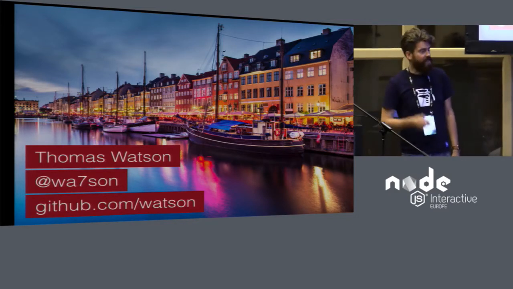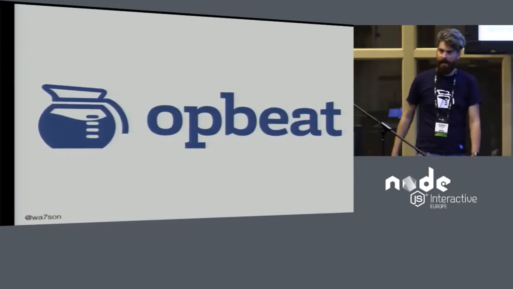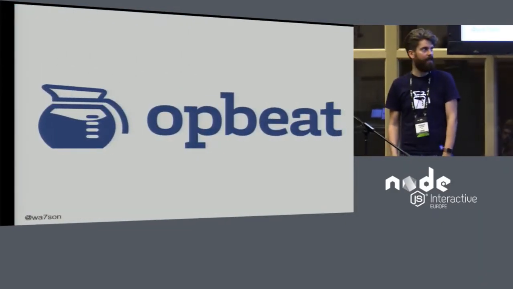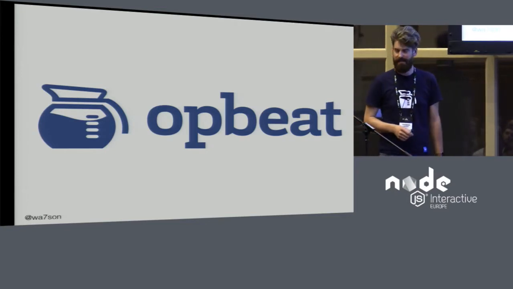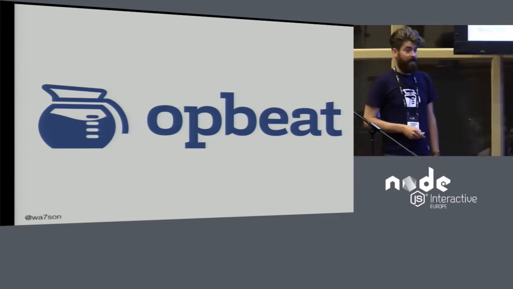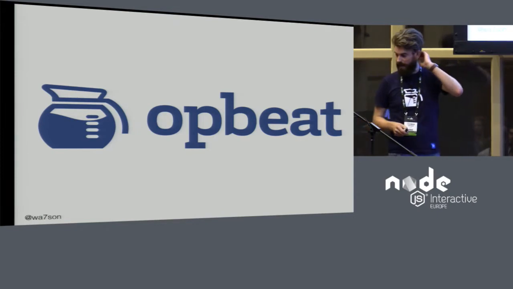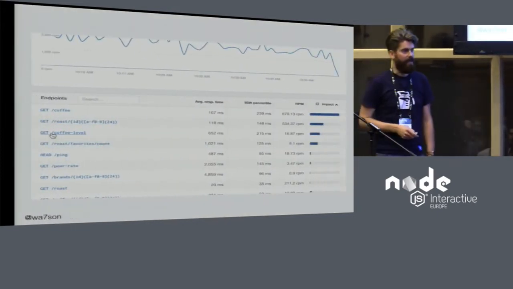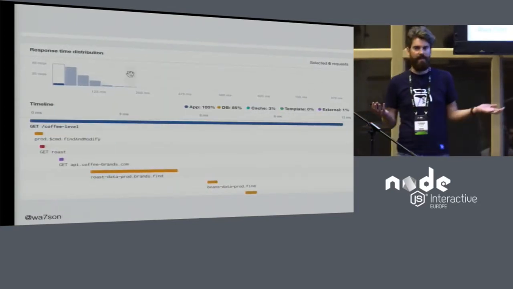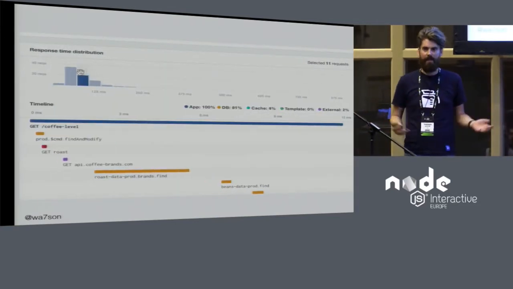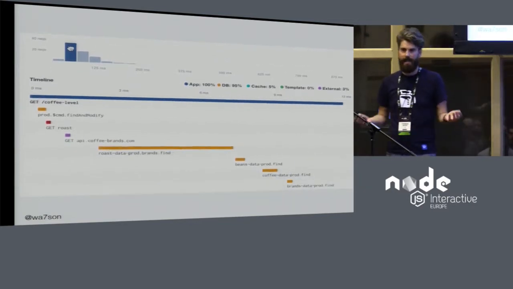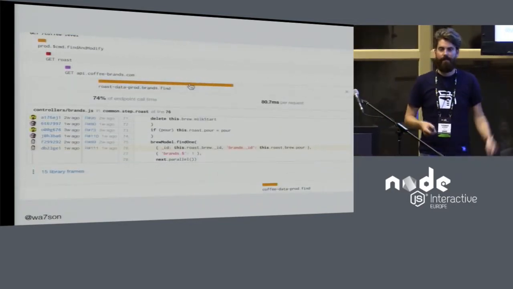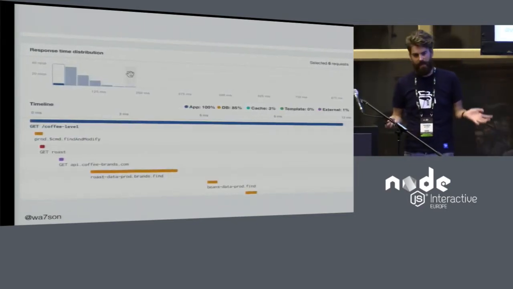So with that out of the way, I work for this company called Opbeat. And contrary to popular belief, we are not a coffee company, though we love coffee, as one might expect. So instead of coffee, what we do is instrumentation of your Node app in production, so you can see exactly why some requests are slow and why some are fast, and fix it. But that's not what I'm going to talk about now.